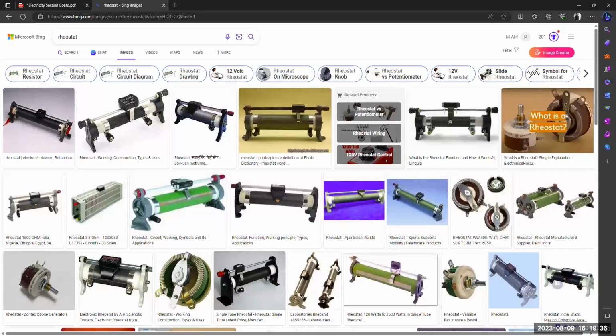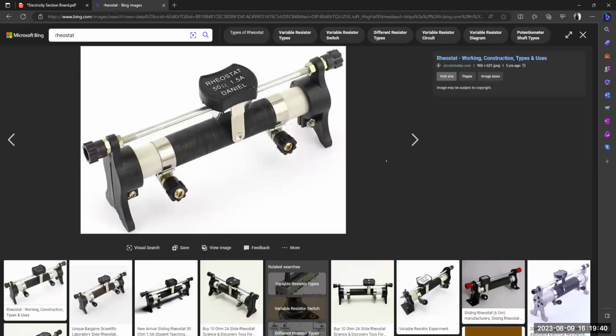Okay, so this is the device that we use in our lab. Let's focus on this one. You can see that there is a value written on it: 50 ohms and 1.5 ampere, right? It means that the maximum value of resistance it can produce is 50 ohms, and the maximum value of current is 1.5 ampere. Now, what is the purpose of this? If you observe, there are two terminals. This is one and this is the second one.